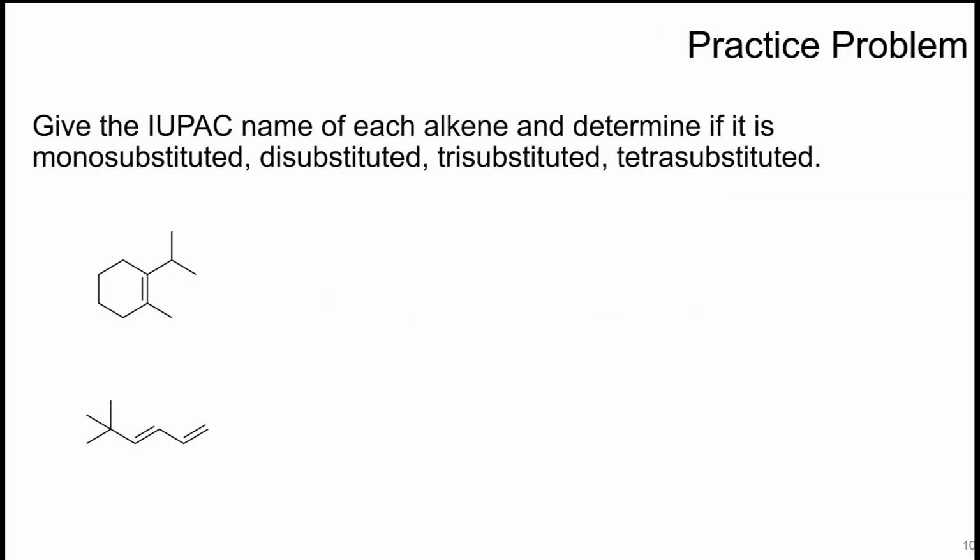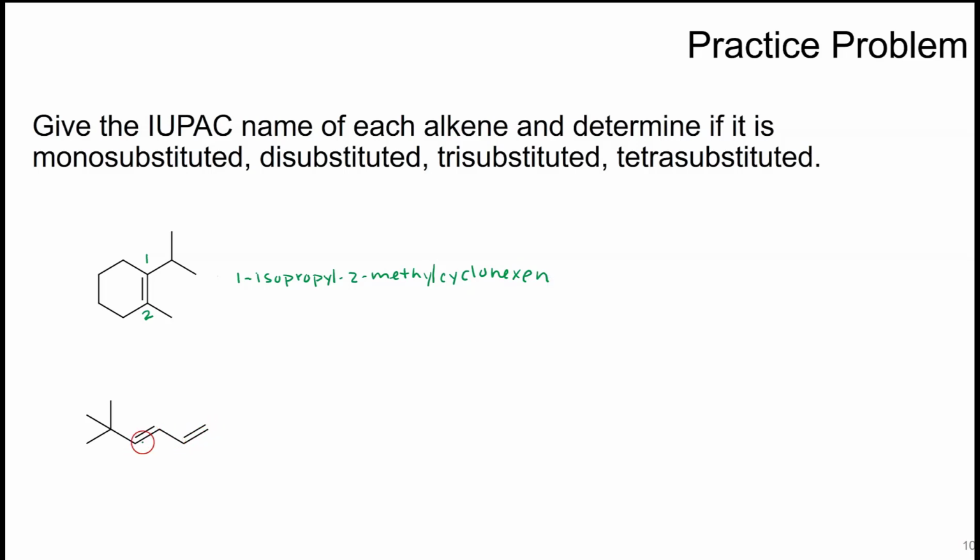Here's another practice problem. Give the IUPAC name of each alkene and then determine if it's monosubstituted, disubstituted, tri, tetra, etc. So this one here, we're naming this as, we can do 1, 2, or 1, 2. Isopropyl is first in the alphabet, so I'm going to choose this to be 1. This would be 1 isopropyl, 2 methyl, cyclohexene.